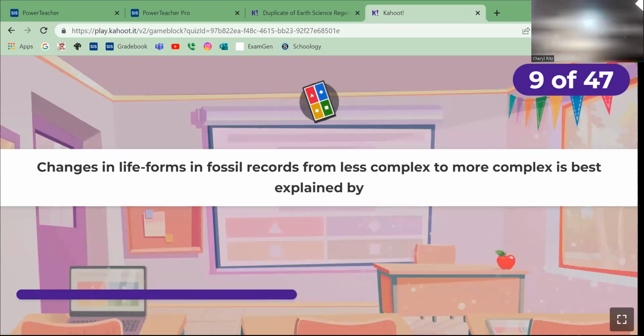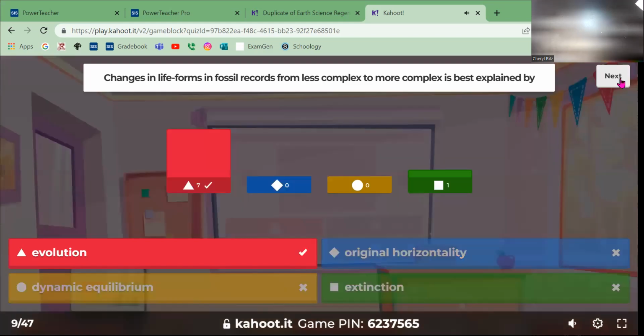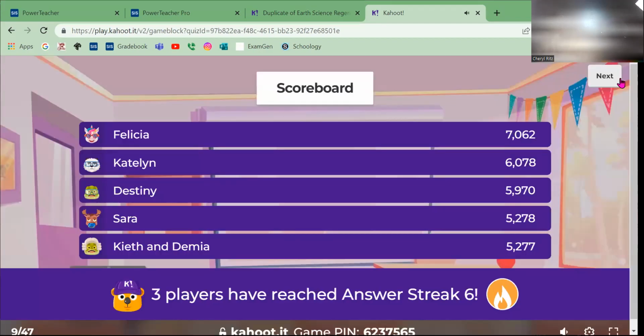Changes in life forms in fossil records from less complex to more complex is explained by. Yes, it's evolution. Evolution has us going from less to more complex.